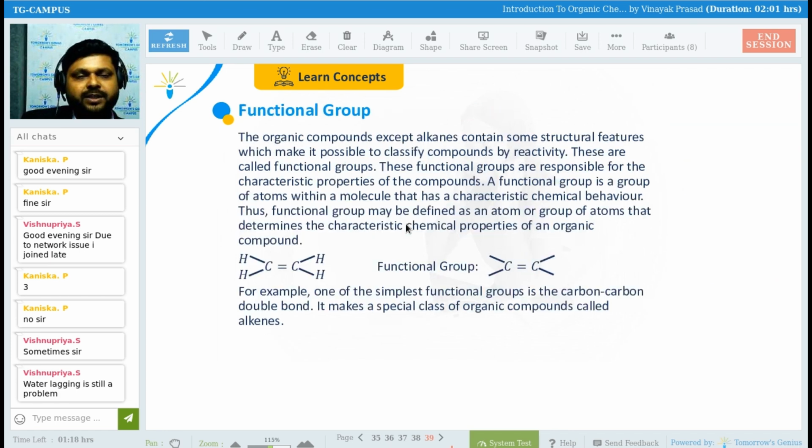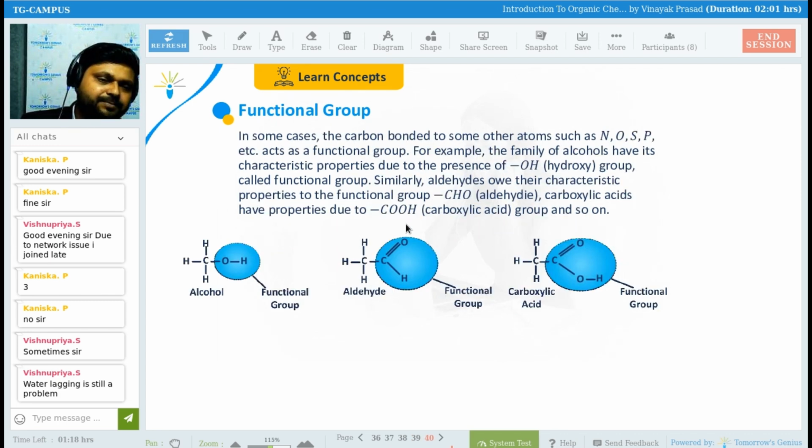Now we are going to see about the functional groups. The very first functional group that we are going to see is alkene. If a double bond is there, it is an alkene. Many functional groups exist. You might have learned them in your earlier classes: aldehyde, alcohol, ketone, carboxylic acid.